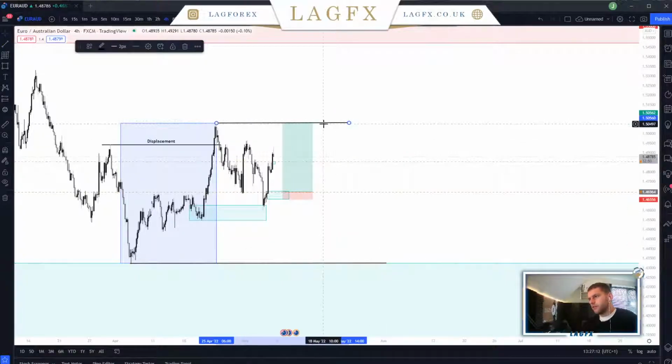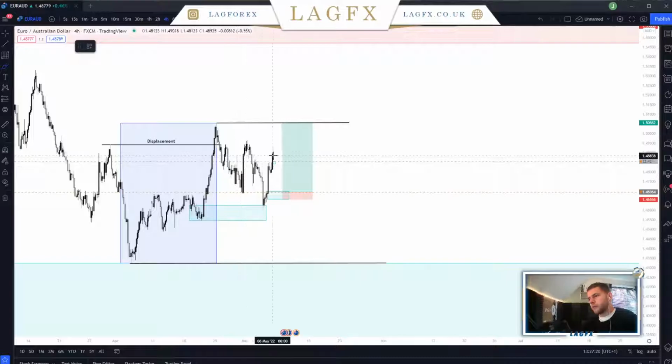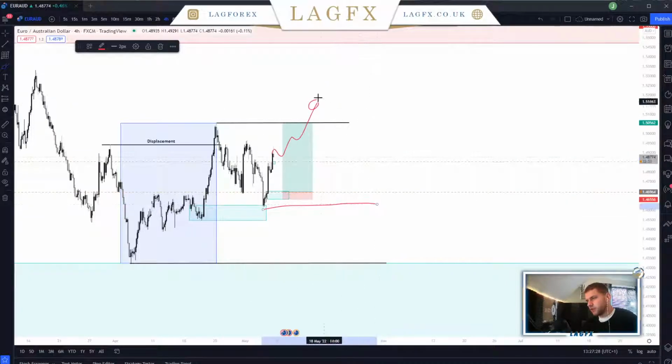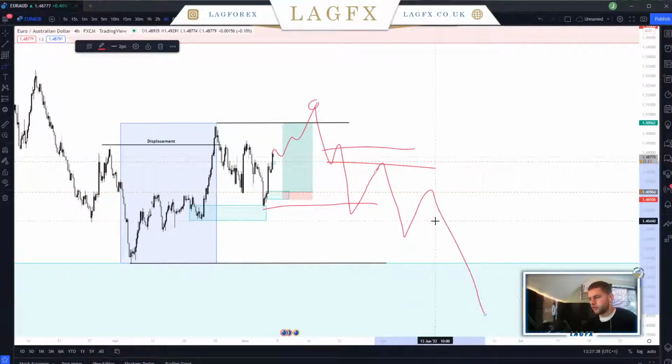So until this level is exceeded, this level is a protected low. If we were to first blow through this, the second we blow through this level, this then becomes a protected low. So after blowing through this level, if we then traded through that, I'd be back to bearish and potentially look to take sells from a supply zone like so, and so on and so forth.